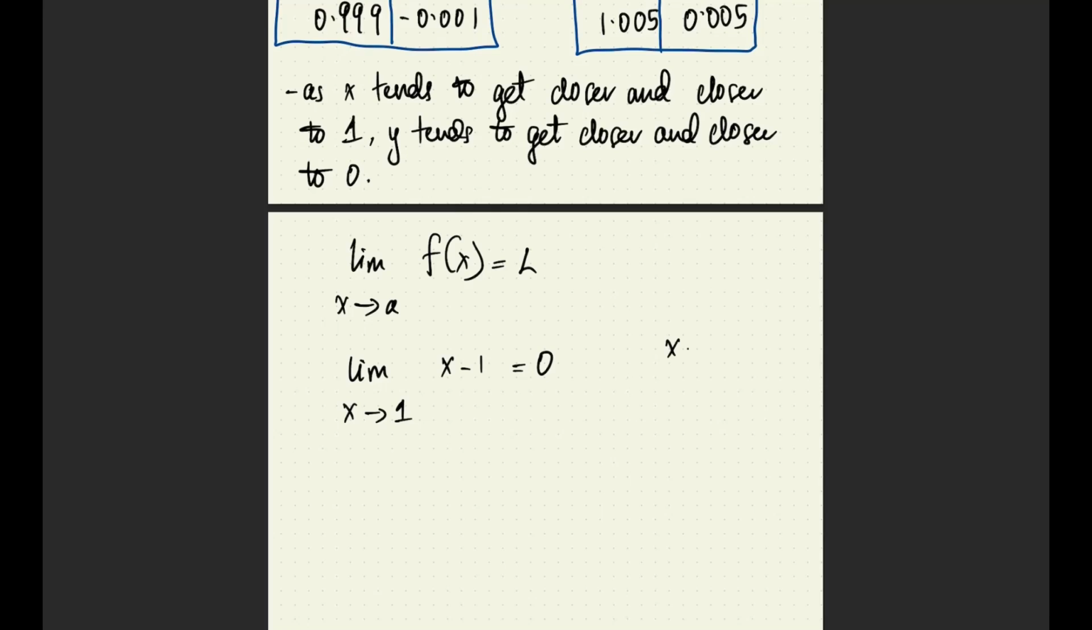We do not know what the y value is when x equals 1, and we also don't want to know what this value is when we're talking of limits. All we want to know is that when x is getting closer and closer to a certain number a, the y value is getting closer and closer to what? That is simply the idea of limits.